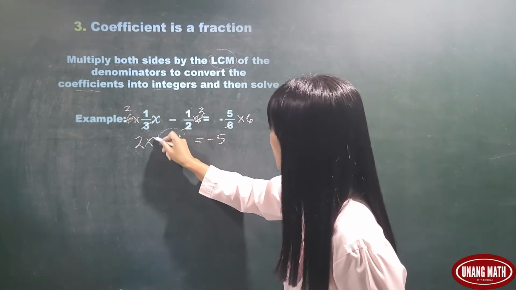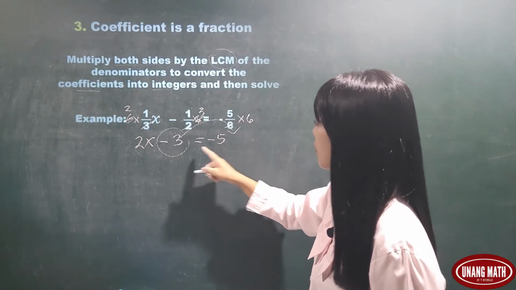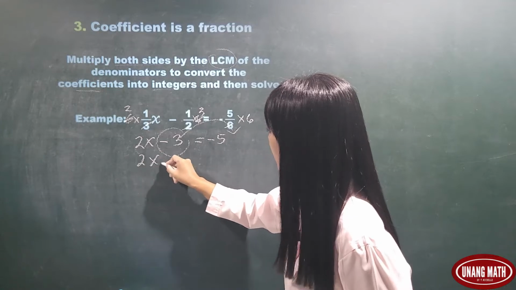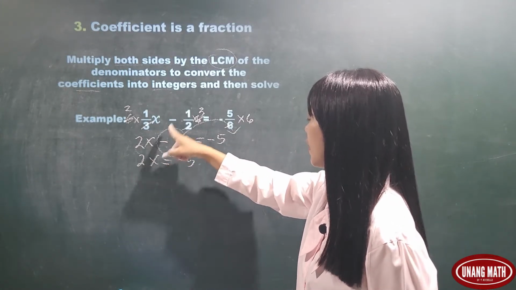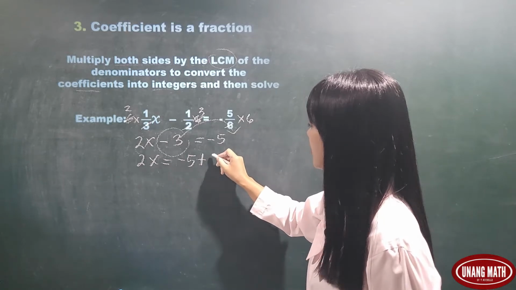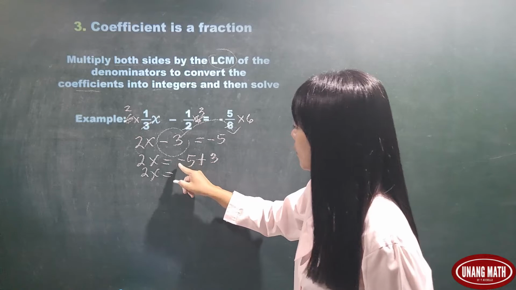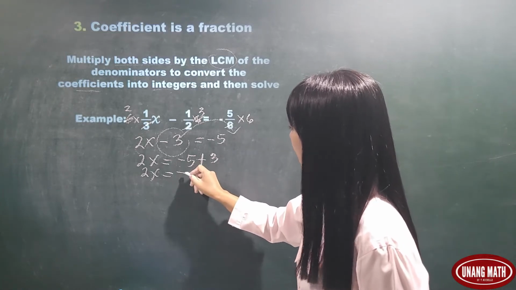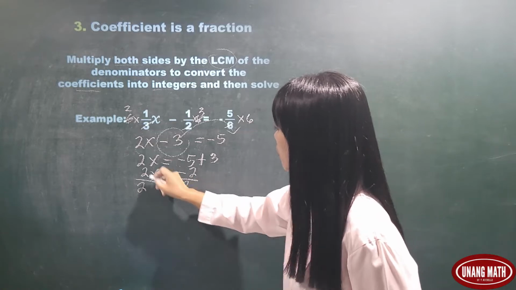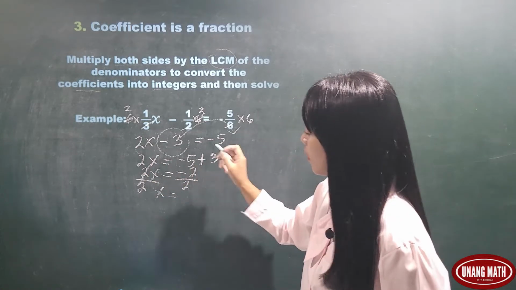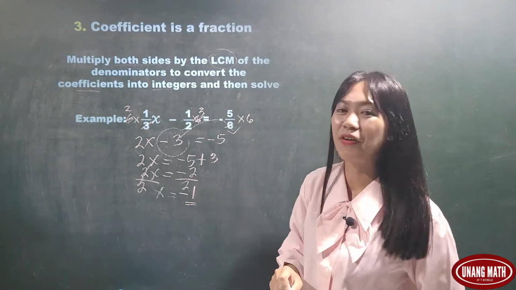Okay, now we need to transpose negative 3 to the right side of the equation. So we have 2x is equal to negative 5. Since this is negative, it becomes positive. So plus 3. Okay, simplify. 2x is equal to negative 5 plus 3 is negative 2. Divide both sides by 2. So the solution to this equation is negative 2 divided by 2. So it's negative 1.